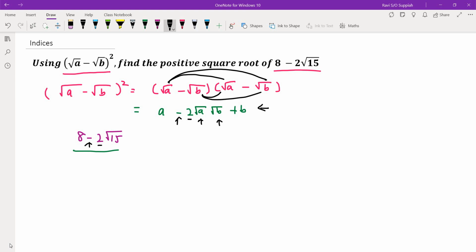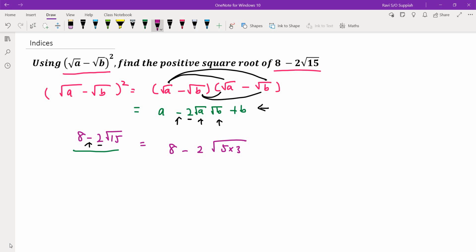Let's see what we can do with 15. We can rewrite this as 8 minus 2 root 5 times 3. You might ask, why 5 times 3? Why not any other numbers, or 15 times 1?